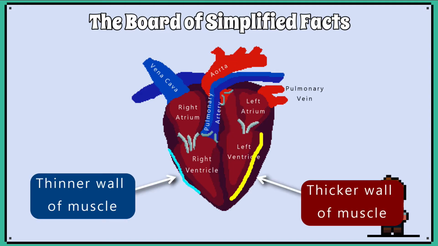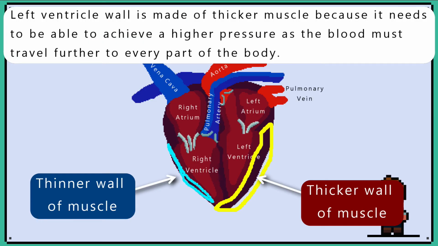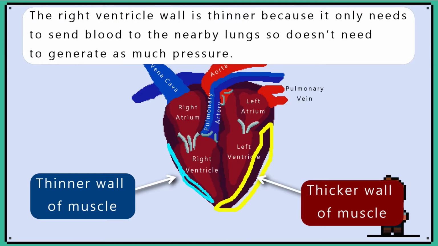Please note that the left ventricle walls are much thicker than the right ventricle walls. This is because the left ventricle must apply more pressure to the blood, because the blood must travel further to the far reaches of the body like the head and limbs, for example. The right ventricle only must pump blood to the lungs, so the right ventricle does not need to produce as much pressure, hence the thinner walls.